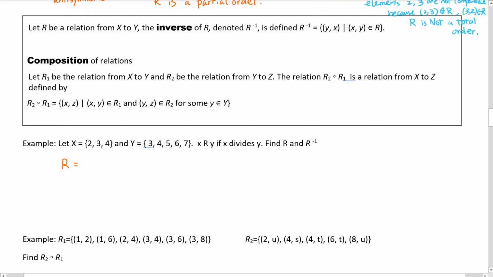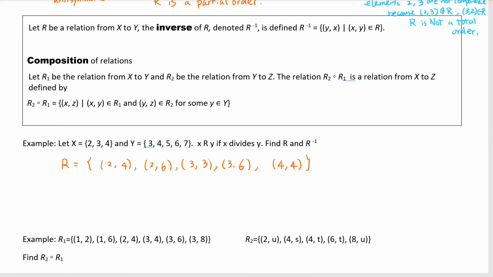Okay, so R equals, let's look at the element 2. 2 can divide 4 and 2 can divide 6. Element 3, 3 can divide 3. 3 can divide 6. Element 4, 4 can divide 4. And that's it. Right? And what is R inverse?